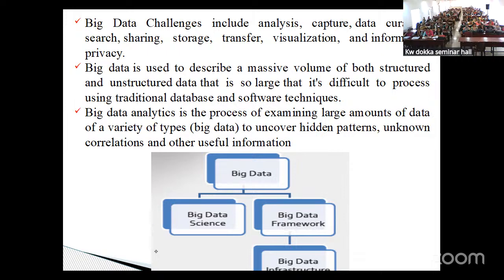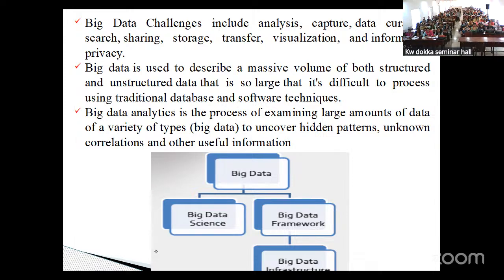There are three types of data. One is structured, one is semi-structured, one is unstructured. Structured means by default Excel. Now semi-structured means JSON data, JavaScript data. Now unstructured means anything, WhatsApp message, videos, audios, anything I can send you.